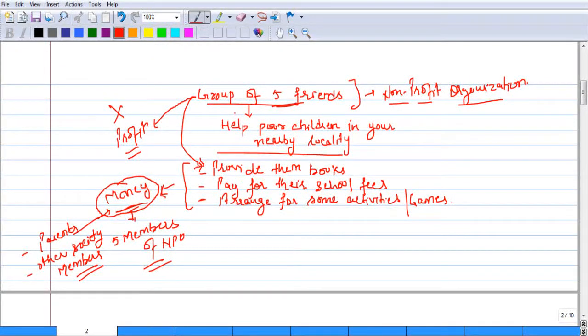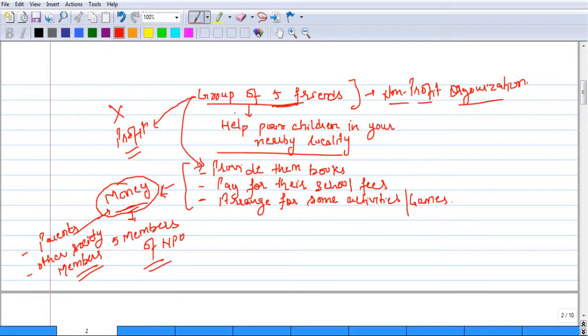How can you provide for the school fees? Only if you have the money in hand can you provide for the school fees. How will you get the money? From the members of the non-profit organization. If you are five friends, you have saved some money in your piggy bank, you will break that piggy bank and use that money. So the government says wherever the money element is involved, you need to account for that money element.